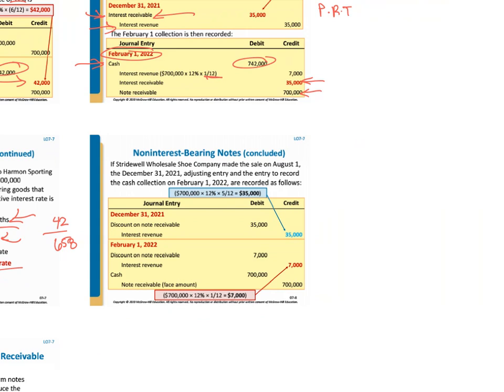Similar to the prior example that we looked at, if we had a year end that comes in the middle of the note period, we'd have to accrue for the interest. So our journal entry here would debit discount on notes receivable, credit interest revenue. In the last example we looked at where it was an interest-bearing note, we debited interest receivable and credited interest revenue. Same sort of process though, we adjust for the amount of time. In this case, it's 5 months out of 12 because we started this on August 1st in this modification of the example.